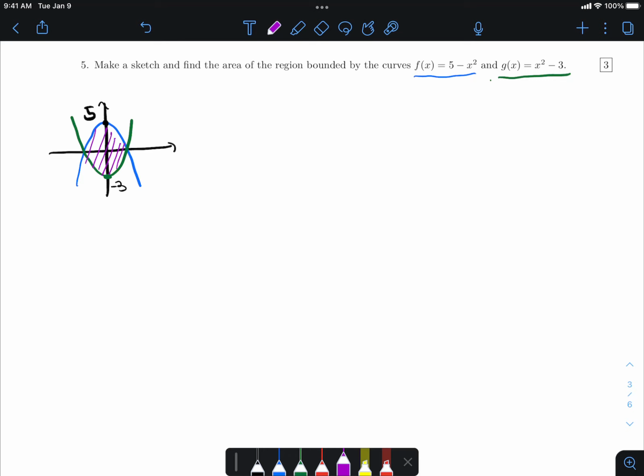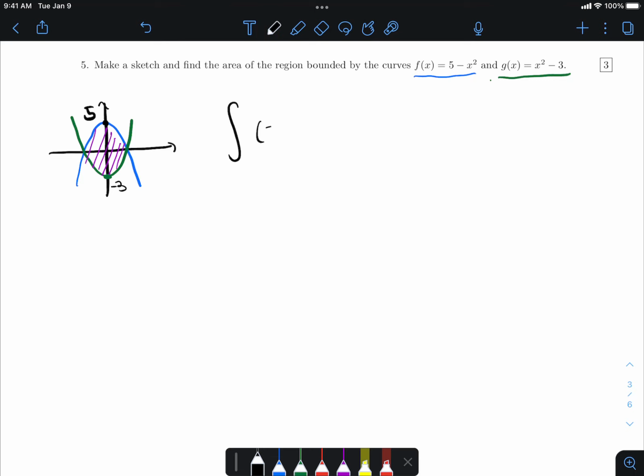Not for the net area, right? Just for the area of this region. I'm not trying to assign positive or negative weight to each part of this area. I'm just trying to find the area of this region, plain and simple. So how do I do that? The idea is to subtract the two functions, so to integrate the difference of the two.